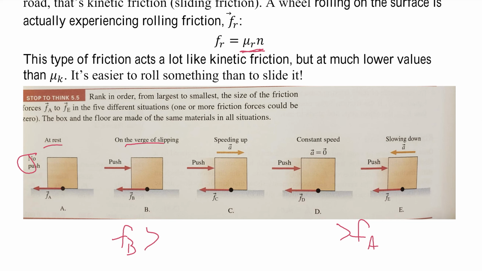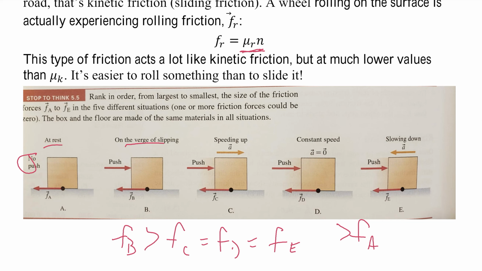So if the magnitude of the kinetic friction does not depend on the speed of the object, then the magnitude of the kinetic friction is what? Constant. So, we have kinetic friction in C, D, and E. It is what? The same in C, D, and E. So that means F sub C equals F sub D equals F sub E.